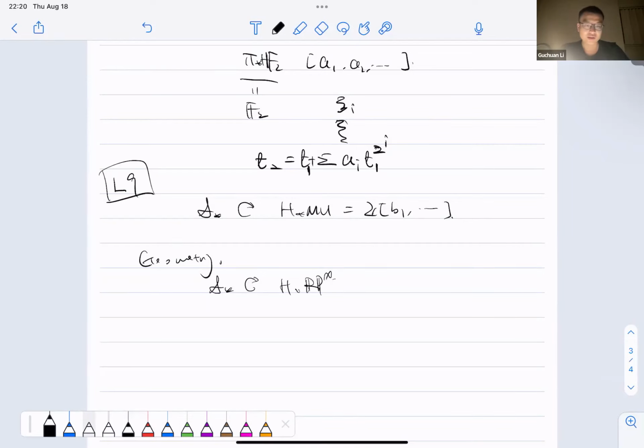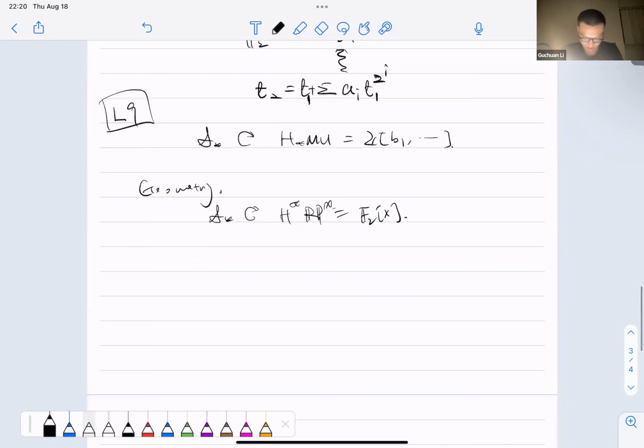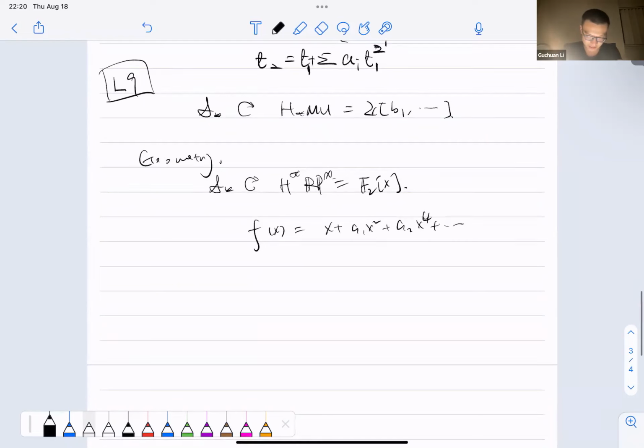So you need to recall that if I act on x in RP infinity, which is the cohomology, this is F2[x]. Then the corresponding coefficients, I should send x to x plus a1 x squared plus a2 x to the 4 and so on. So this is a fact we need to recall.